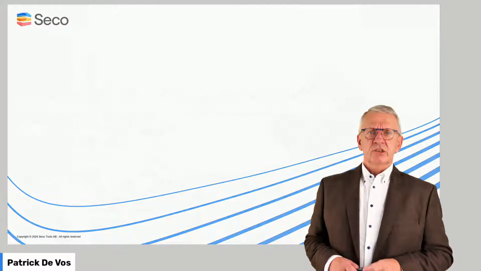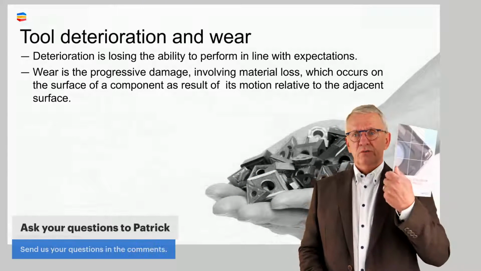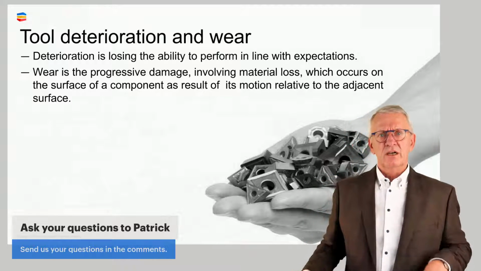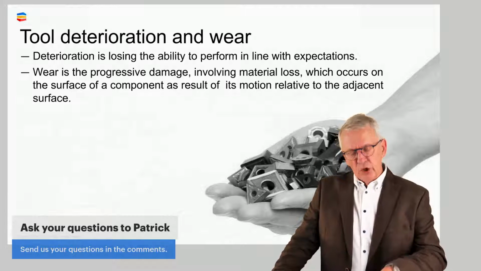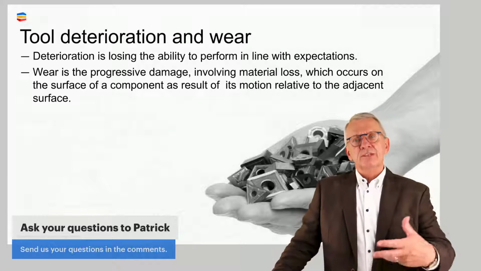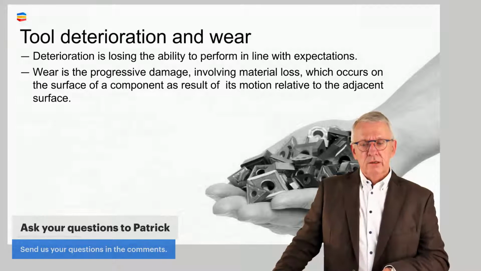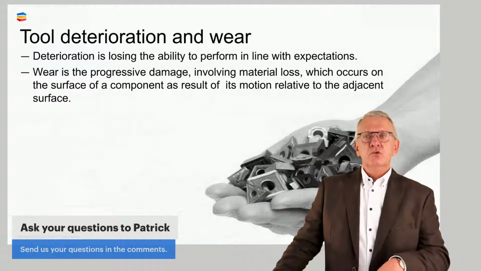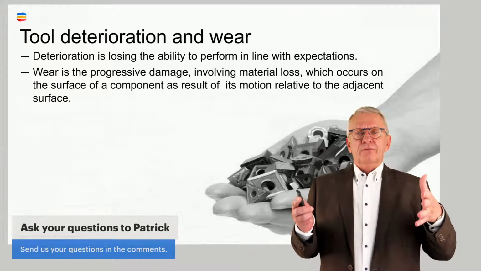Now, there is some science behind this, very short. Again, if you want to learn more, this is where to turn to. Very short here, I have to keep my eyes on the time. Tool deterioration and wear. Tool deterioration is a phenomenon. It means losing the ability to perform in line with expectations. That's deterioration. Wear, which is one thing that could lead to tool deterioration. Tool wear is a progressive damage of the cutting edge.